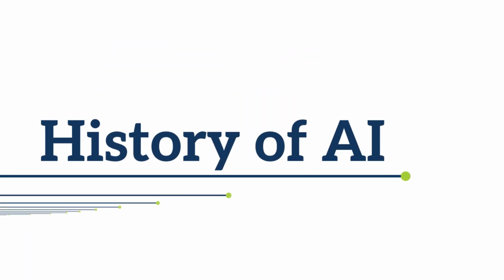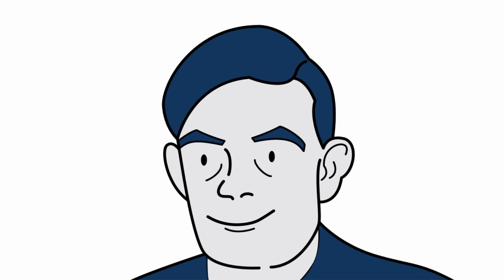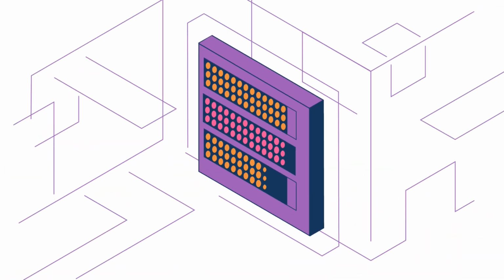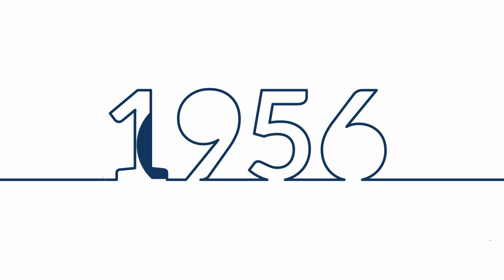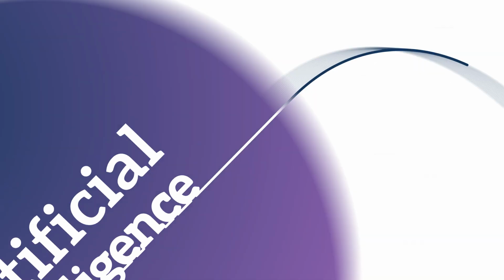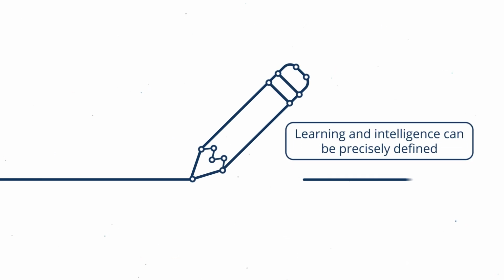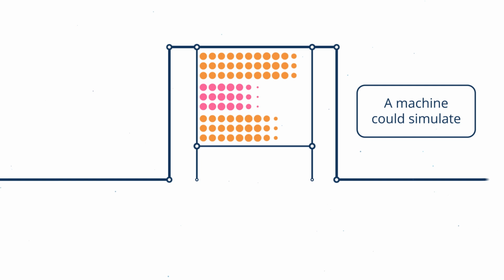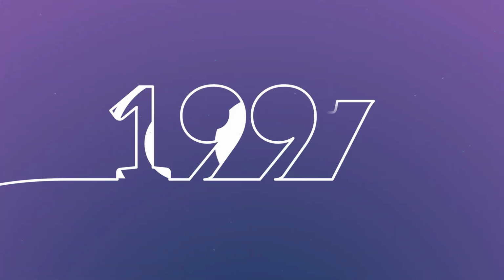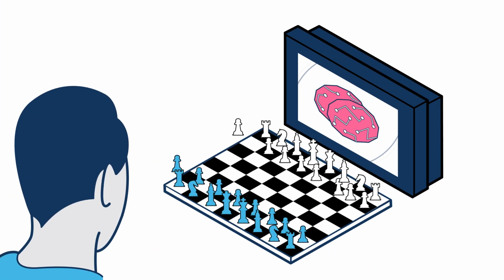History of AI. The journey of AI began with Alan Turing's pioneering work on computing machinery. In 1956, the Dartmouth Conference coined the term artificial intelligence. They proposed that if every aspect of learning and intelligence can be precisely defined, then a machine could be designed to simulate these. In 1997, IBM's Deep Blue was able to show AI's potential for outperforming human intelligence in complex tasks through defeating the world chess champion Garry Kasparov.